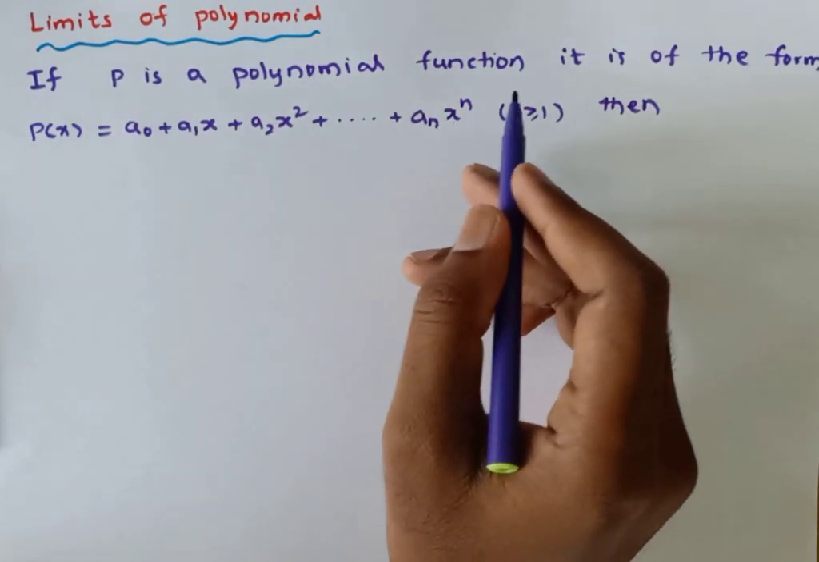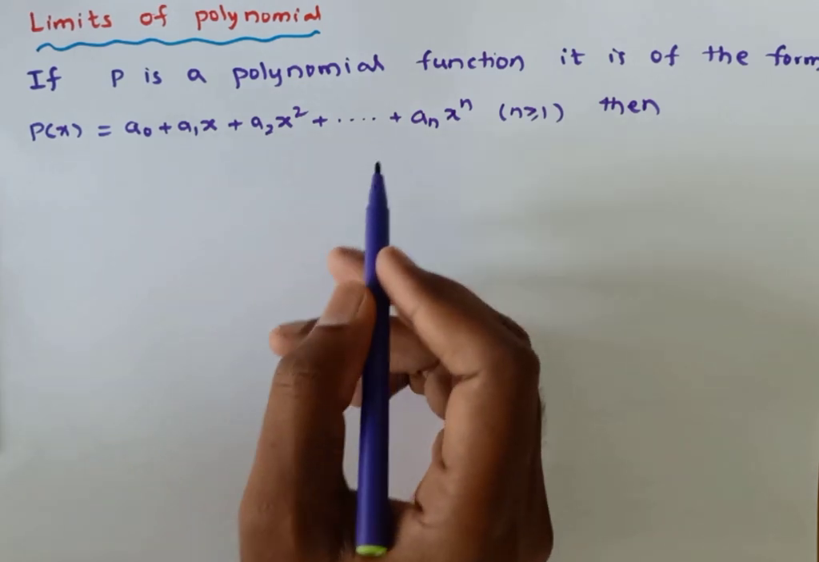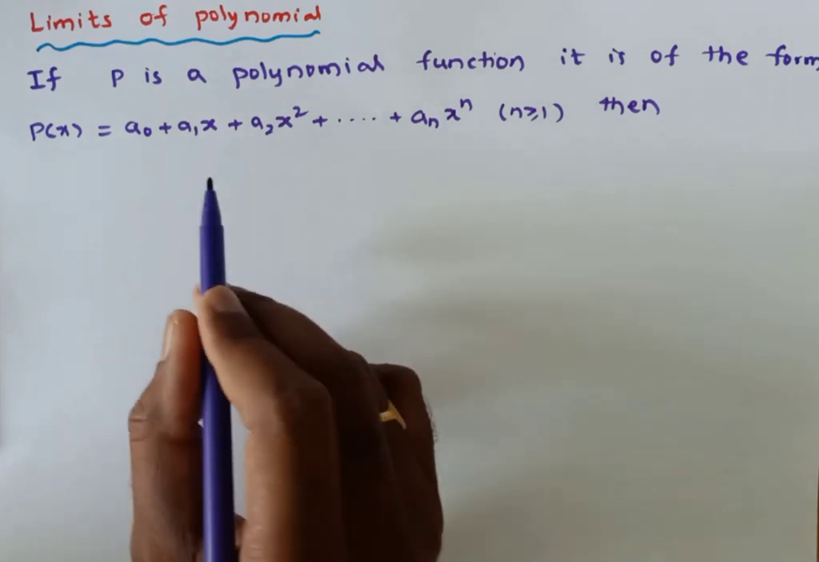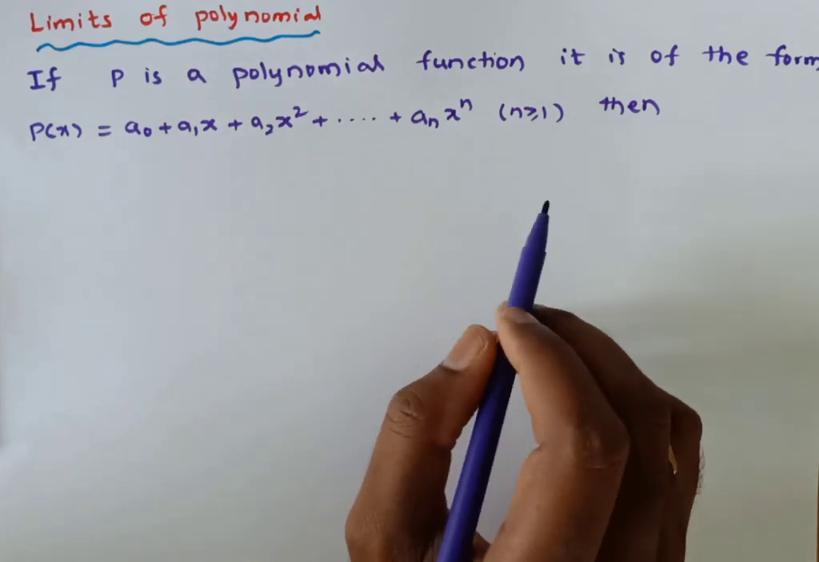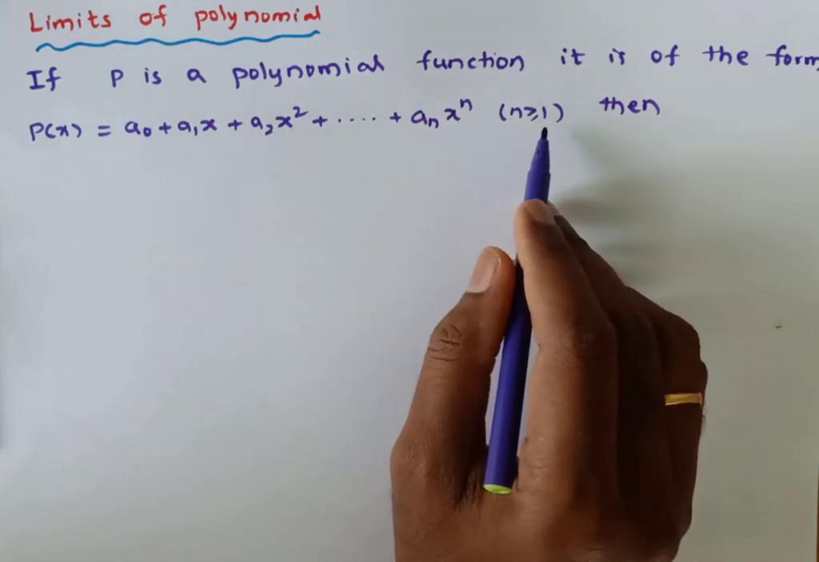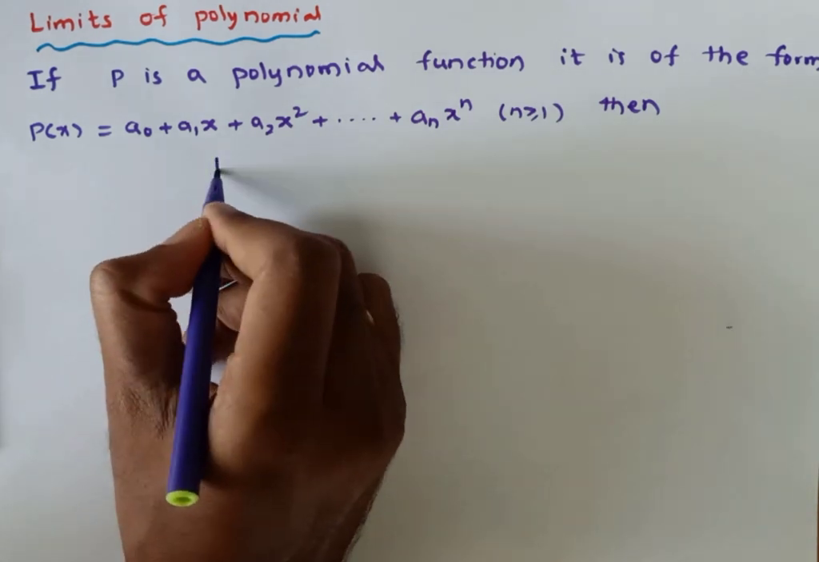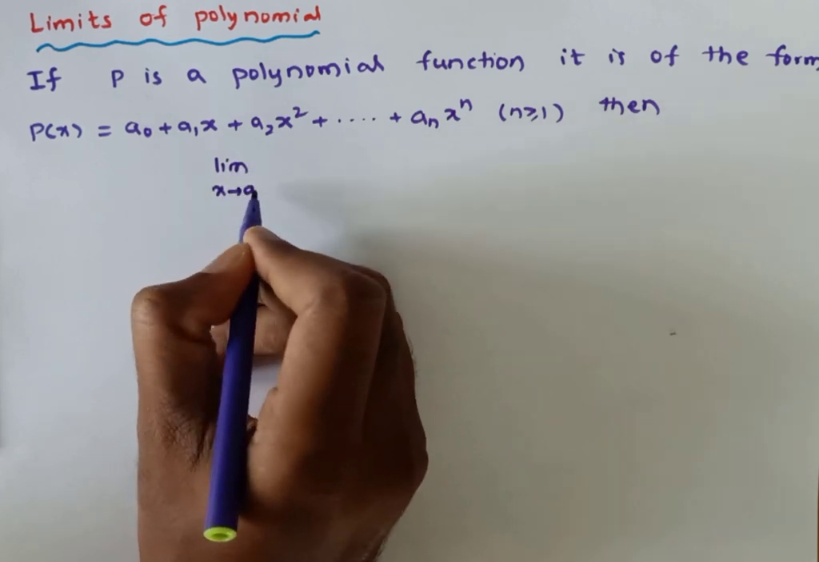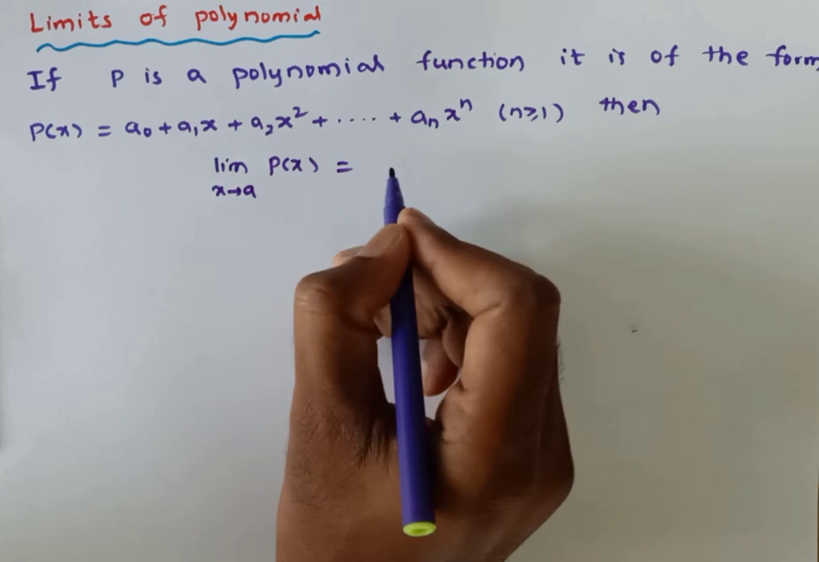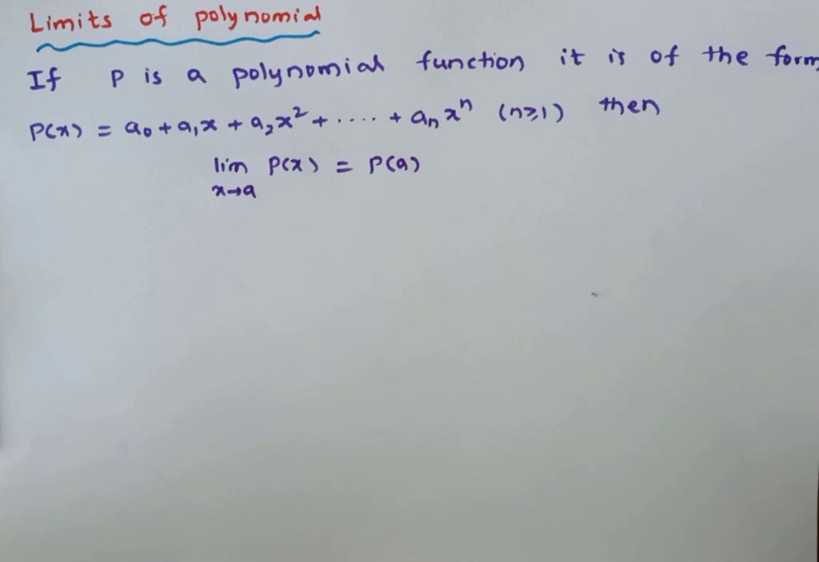So if p is a polynomial function of the form p of x is a0 plus a1x plus a2x square and so on, an into x to the power of n, this indicates an nth degree polynomial. To find the limit for this function at x equals a, where n is any number greater than or equal to 1, the limit of p of x as x tends to a is p of a. You just need to replace x with a. So we get p of a. That is the limit for polynomial functions.